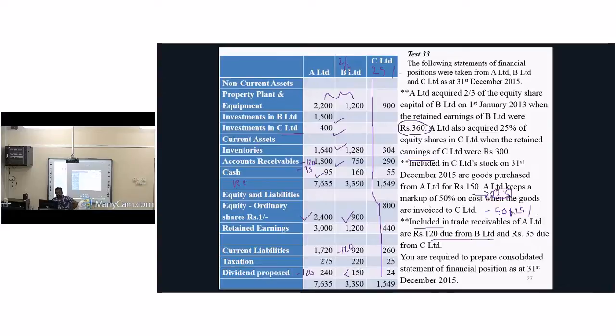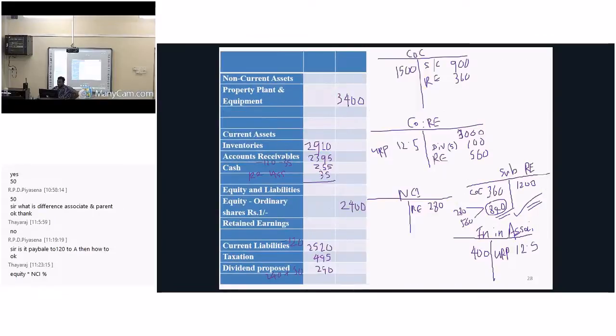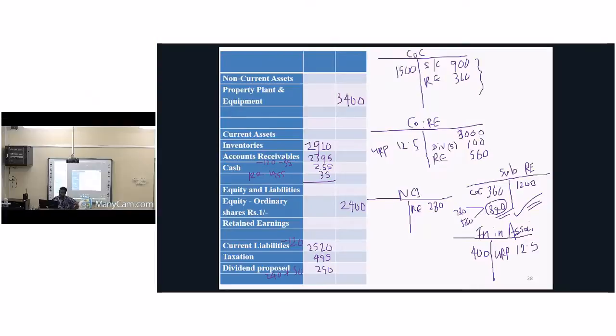One, if the market price per share is given, you can calculate based on that. Other method is, if the market price is also not available, what you can do? Take total equity at the date of acquisition. Exactly, Thayaraj, correct. Total equity at the date of acquisition into NCI percentage, it's true. So then what is total equity at the date of acquisition? You can see it in your cost of control. Look, easily you can find it. Now 900 plus 360, 1260, that into NCI percentage is 1/3, divided by 3, it will be 420.